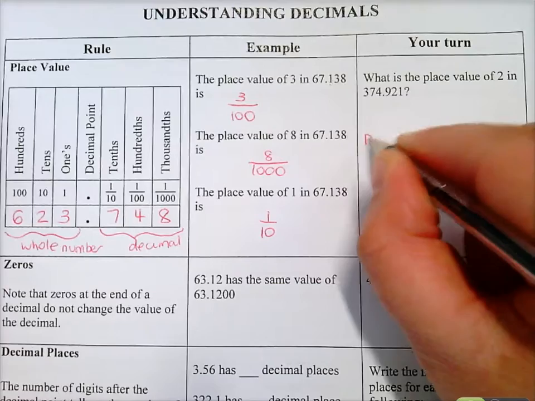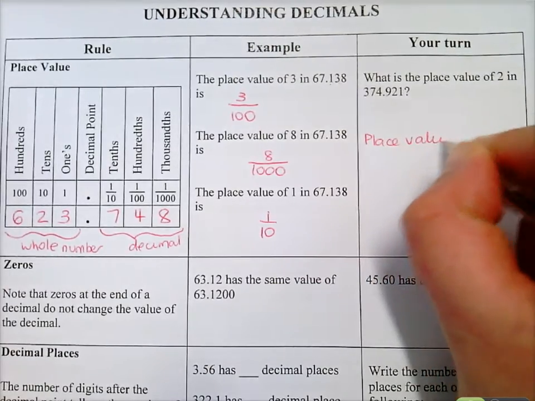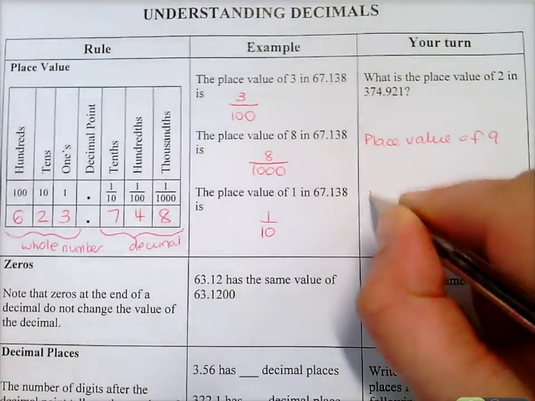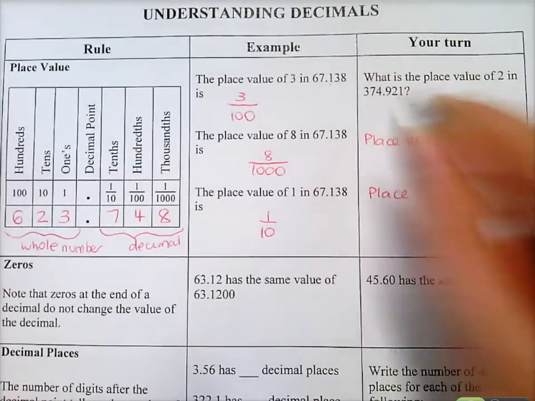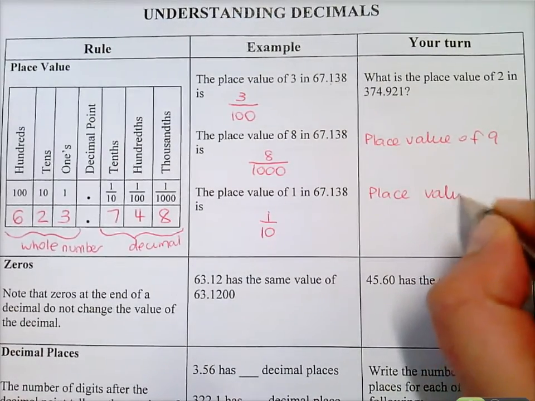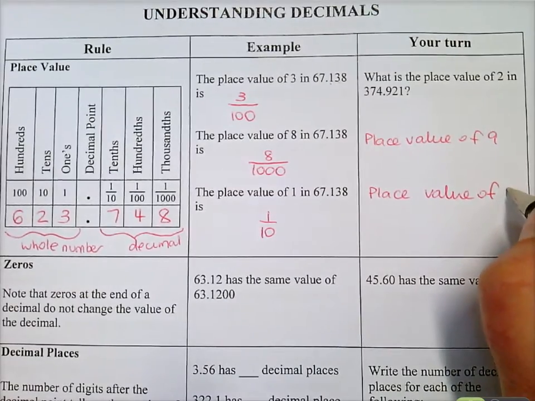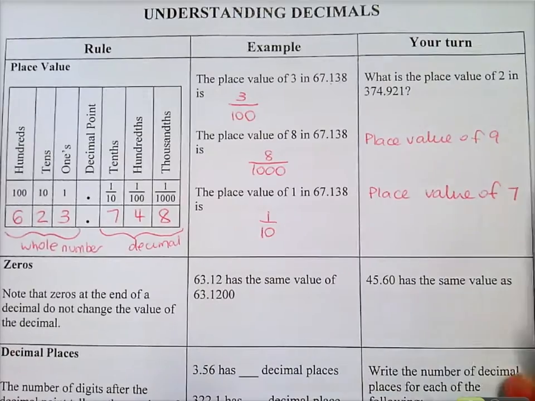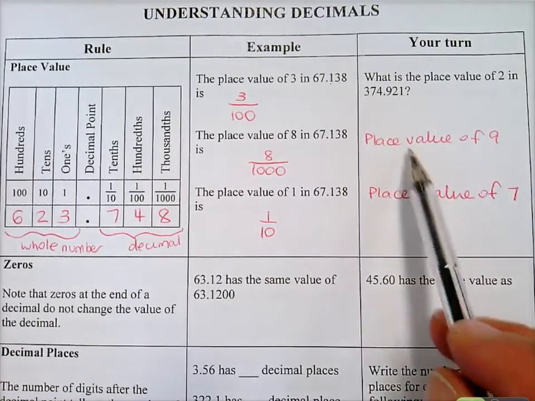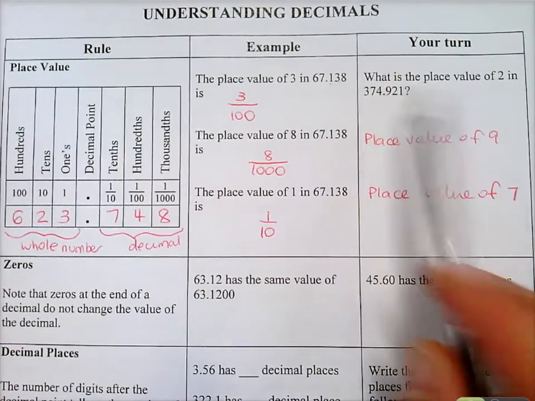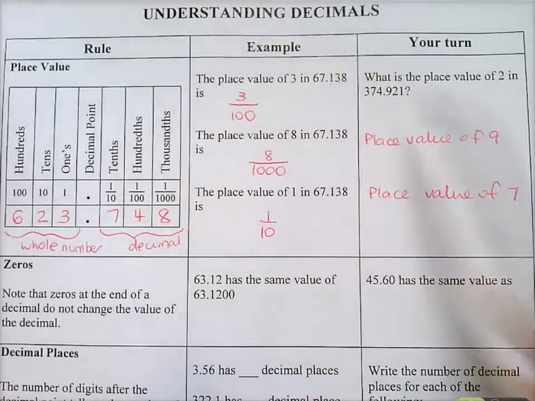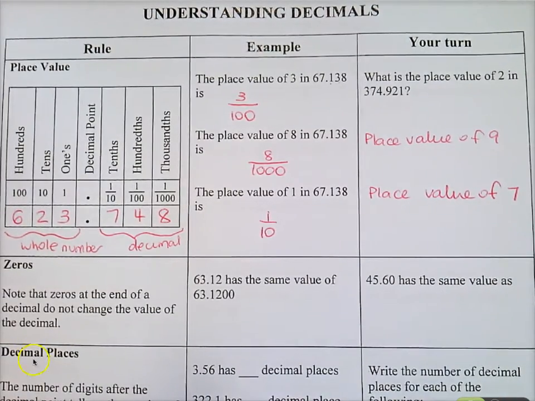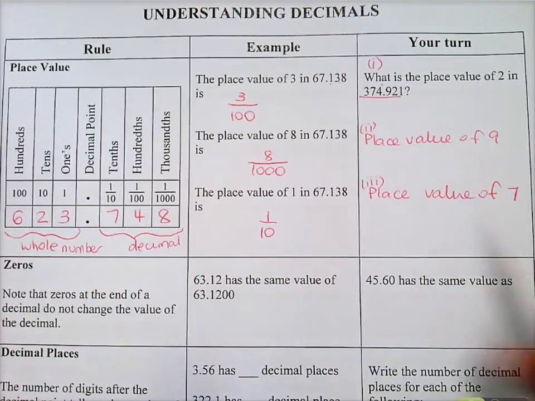Now, I want you to do the place value of the 2 there. Can you also do the place value of the 9? We're looking at the number here. And can you also do the place value of the 7, so you don't get confused? So, your turn. What is the place value of 2? I want an answer. Then for the same number, I want the place value of the 9. And then give me the place value of the 7 so that you don't get confused between decimals and whole number parts. You okay?